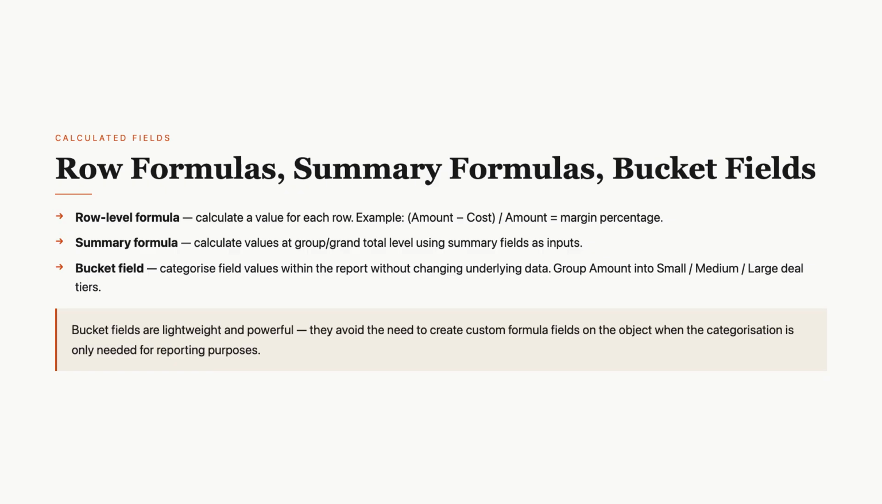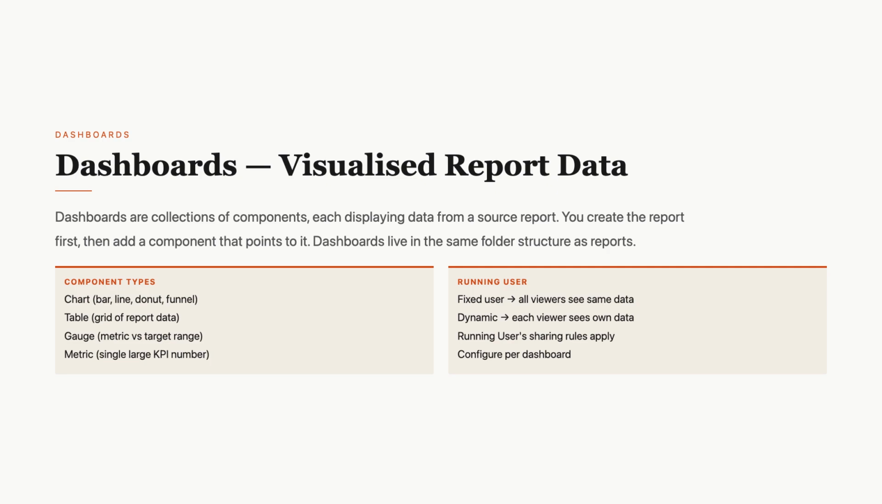Formulas in reports. Row-level formulas let you calculate a value for each row: amount minus cost, divided by amount to get margin percentage. Summary formulas calculate values at the group or grand total level, using summary fields as inputs. Bucket fields are a lightweight way to categorize field values within the report without changing the underlying data. Bucket numeric ranges: small deal, 0 to 10,000, medium deal, 10,000 to 50,000, large deal, 50,000 plus, or specific values. Bucket fields appear as regular columns in the report.